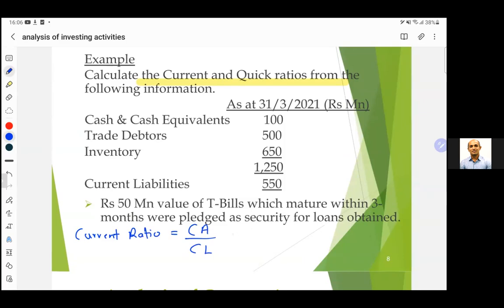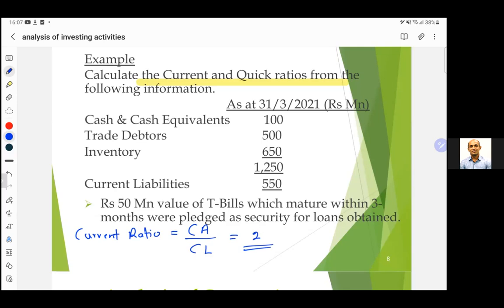Now let's say you got a ratio of 2. So what does it mean? How do you explain a current ratio of 2? For 1 rupee of current liability, you have 2 rupees of current assets to pay 1 rupee of current liability.